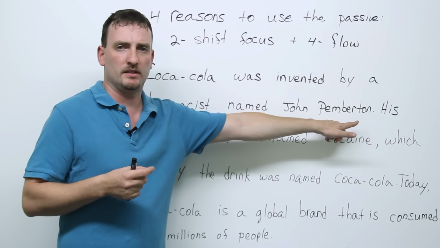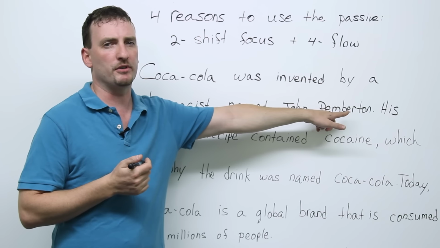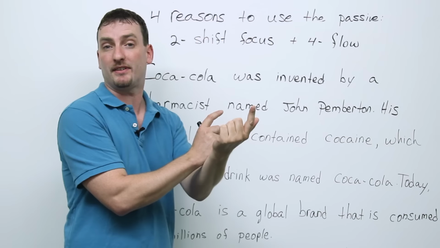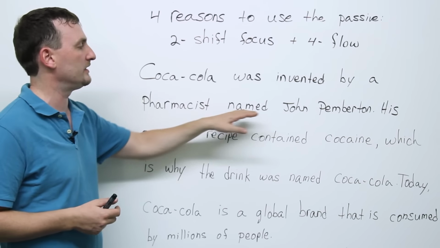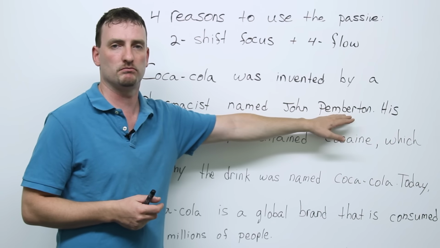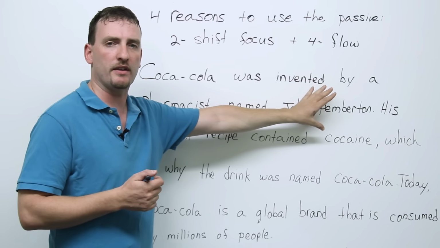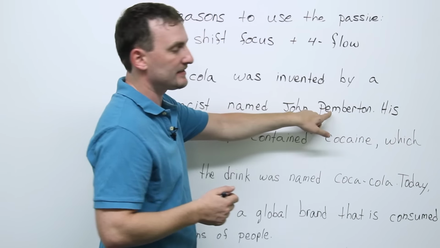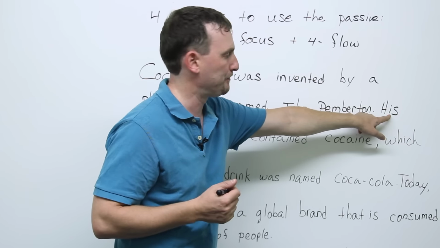John Pemberton invented Coca-Cola. We don't really care about John Pemberton. We care about what he invented. So we switch around the sentence, right? Coca-Cola was invented by a pharmacist named John Pemberton. Easy. We put the focus on the Coca-Cola. Other information comes later. Now, because he is the last idea we have here, we want to start with him.